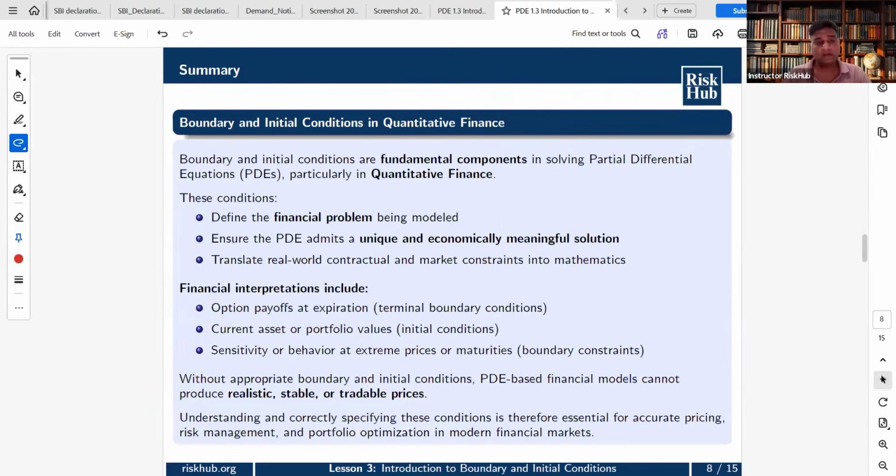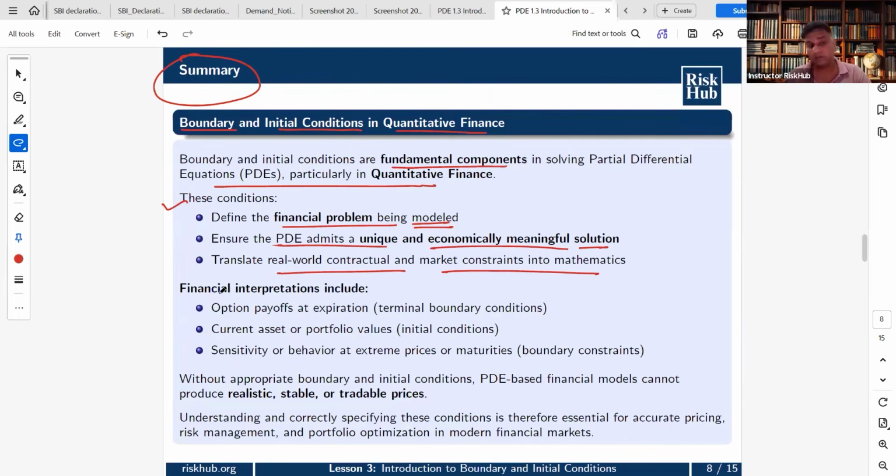Then we get into the next part, which is kind of a summary. This is a short chapter: boundary and initial conditions in quantitative finance. Boundary and initial conditions are fundamental components in solving partial differential equations, particularly in quant finance. These conditions define the financial problem being modeled, ensure the PDE admits a unique and economically meaningful solution, and translate the real-world contractual and market constraints into mathematics.